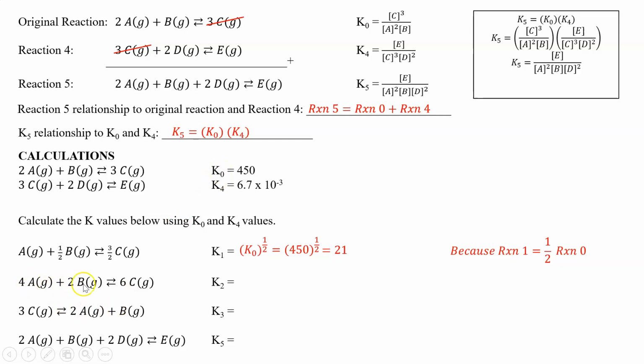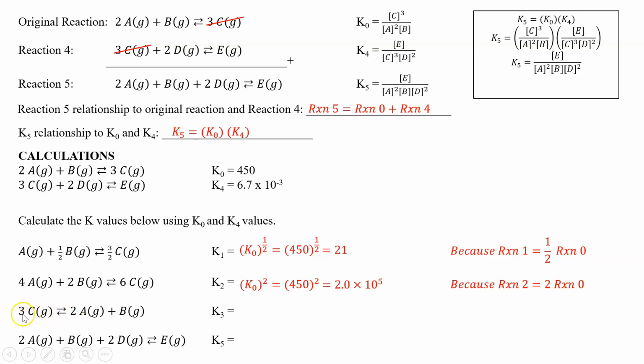Then we have 4A plus 2B yields 6C. Well, that's similar to reaction 0. The difference is I'm doubling it. Now, if I double it, that means I need to take this to the 2nd power. So K0 squared, or 450 squared. We get 2.0 times 10 to the 5th. This is because the reaction was multiplied by 2.